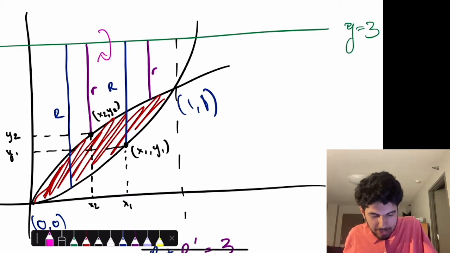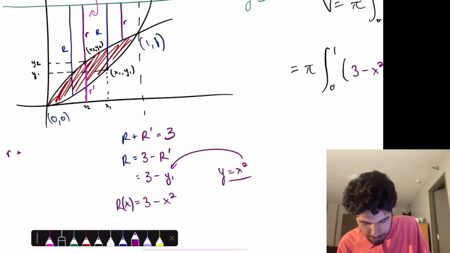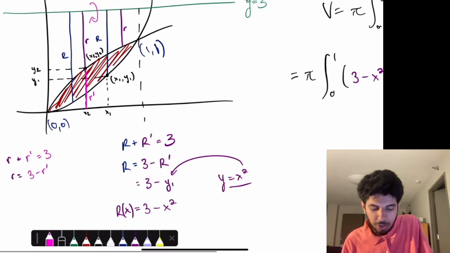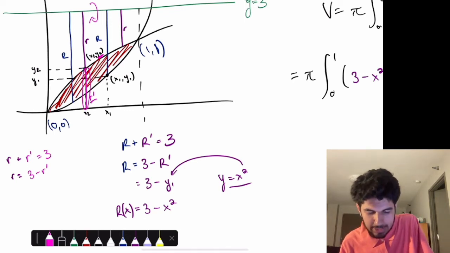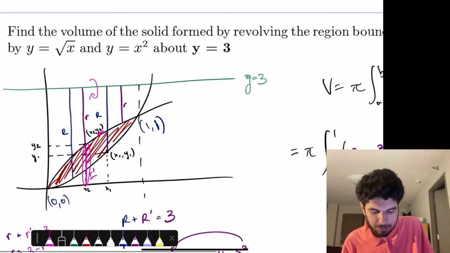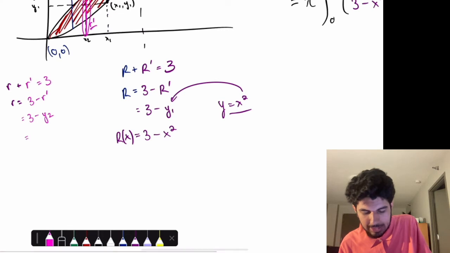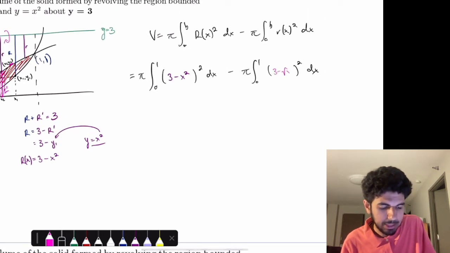And we can make the observation that, hey, if we have this little r prime, then r plus r prime equals 3. We're after little r, so that's going to be equal to 3 minus r prime. R prime is equal to y2, because r prime is measuring this height. So this is 3 minus y2. This y2 comes from this function here, which is y equals the square root of x. So this is 3 minus the square root of x. That's our little r.